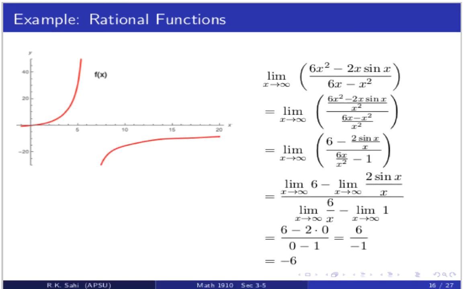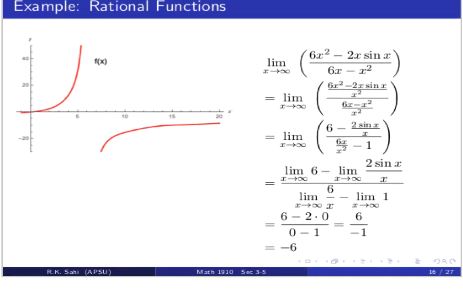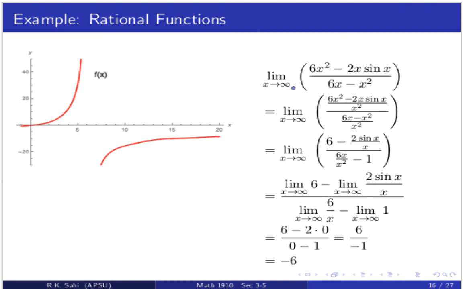Okay, let's take another example. We have some trick here too. The limit as x approaches infinity of 6x squared minus 2x sine x over 6x minus x squared in the denominator. You have the graph here. Notice what happens. As x is increasing, the function is approaching a certain limit. So that value is where the function is going. It's just approaching, it's never going to cross. You will notice when we do the analytical approach here, you'll get negative 6. So let's do the math here.